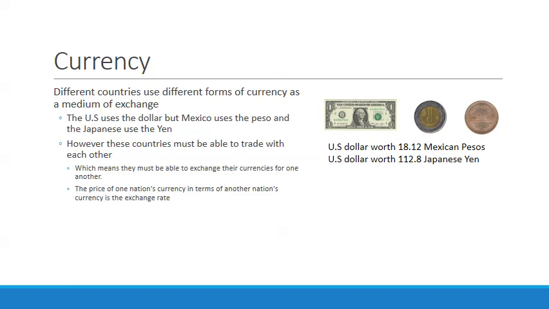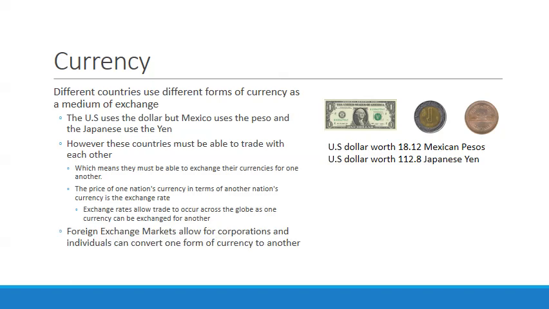The price of one nation's currency in terms of another nation's currency is called the exchange rate. And exchange rates allow trade to occur across the globe as one currency can be exchanged for another. Foreign exchange markets allow corporations and individuals to convert one form of currency to another, and then buy and sell goods, so that businesses can produce goods in foreign markets. So foreign exchange markets basically are the markets in which people buy and sell currency. And this allows, of course, international trade to take place through the purchasing and selling of currency.